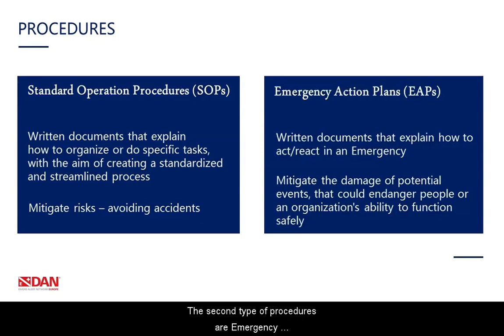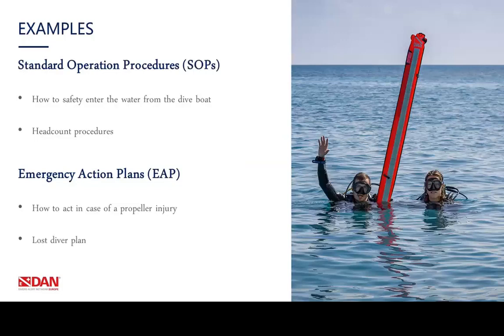The second type of procedures are emergency action plans, or EAPs. These are also written documents, but they explain how to act or react in case of an emergency. Here we mitigate the damage of potential events that could endanger people or an organization's ability to function safely. So there is a substantial difference between these two kinds of procedures. Here are some examples to show the difference between SOPs and EAPs.